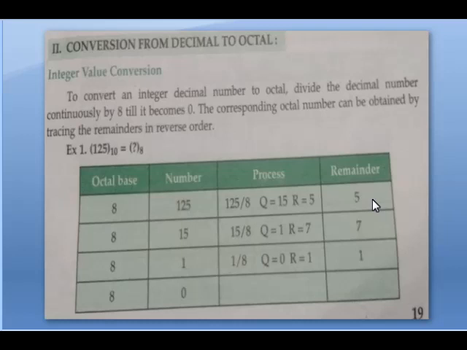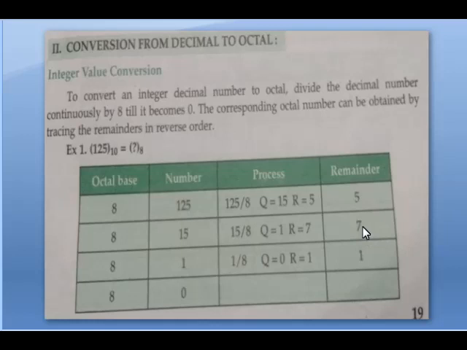So write the remainder. Again take the quotient. 15 upon 8, quotient is 1 and remainder is 7. Then quotient 1, 1 upon 8, quotient 0 and remainder is 1. So when the quotient becomes 0, we have to stop here. The values from bottom to top give 175 to the base 8. So this is the answer for this question.